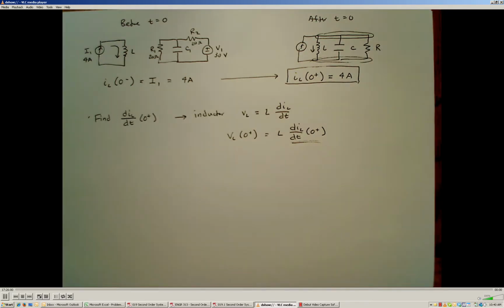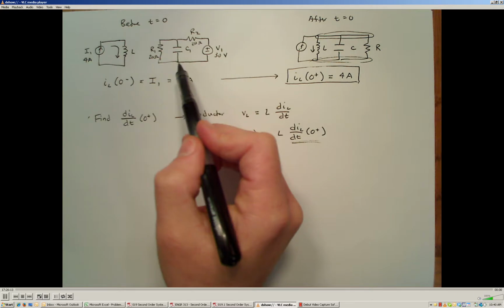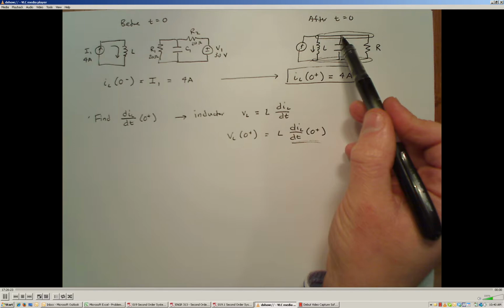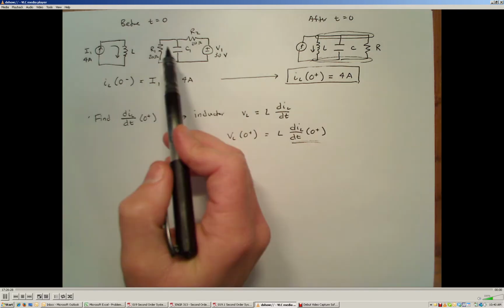Also, we know something about how the voltage across a capacitor can change. We know that if we can determine the voltage across the capacitor before the event happens, the voltage across the capacitor cannot change instantaneously. Therefore, the voltage across the capacitor has to be the same right after the switch changes as it was before the switch changed.